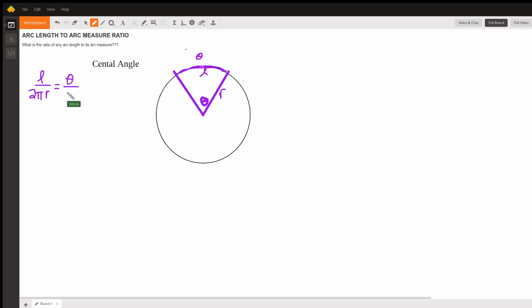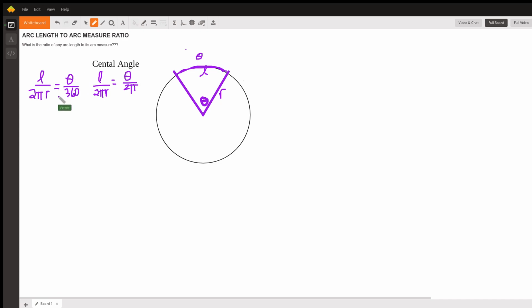So if you're in degrees, this would be theta over 360. Or if you're in radians, then the angle all the way around in radians is 2 pi. So arc length is L, arc measure is theta because it measures the same thing as the central angle.